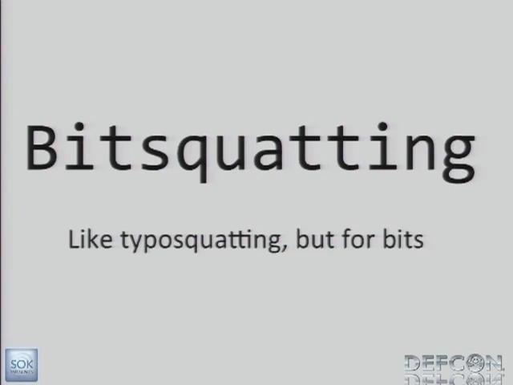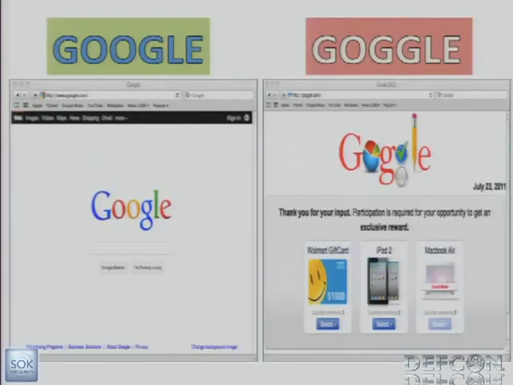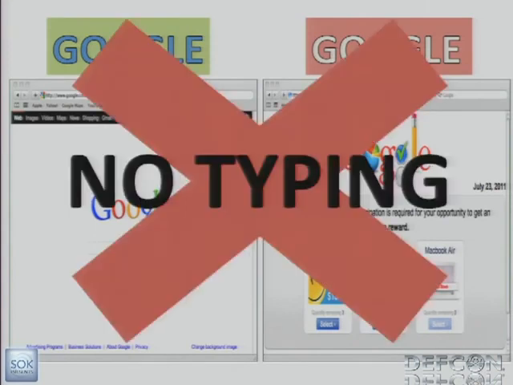I'm assuming we're all familiar with typo squatting, but if not, here's a good example. Let's say you want to go to Google, which is a popular search engine, but you type in an extra G, and you go to Goggle, where you can win Walmart gift cards, free iPads, but sorry, they're out of MacBook Airs. And this is not what I'm talking about. Bit squatting requires absolutely no typing. And the reason is that while humans do a lot of typing and they make a lot of mistakes, computers make a lot more DNS queries.